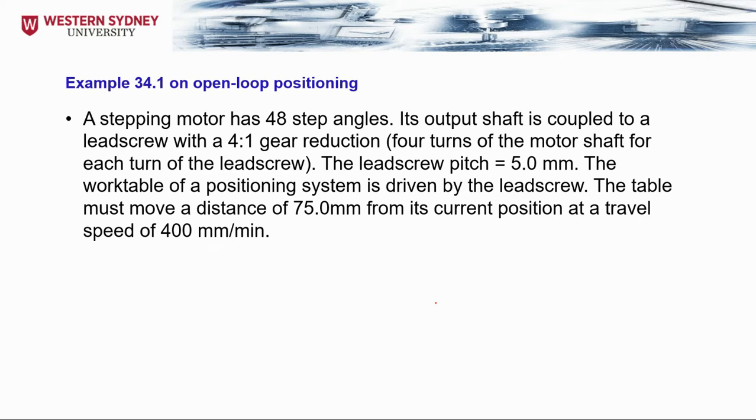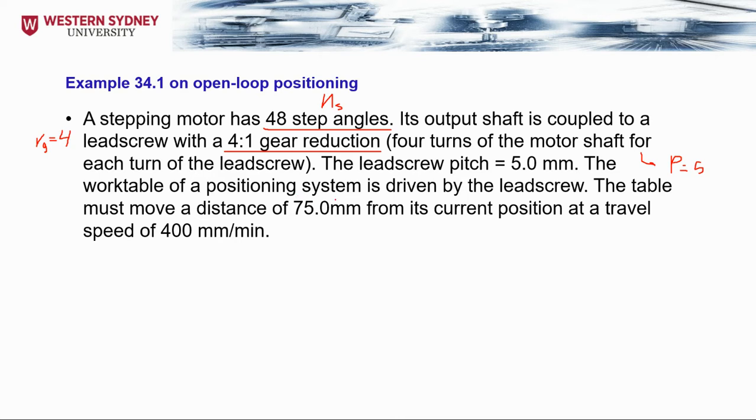Now we go to example 34.1. This is going to be for the open loop. Once again, we have a stepper motor with a 48 step angle, so this will be the ns value. The output of the shaft is coupled to a lead screw with 4 to 1 gear reduction. That means we have 4 turns of the motor shaft for each turn of the lead screw. So Rg is given as 4. The lead screw pitch is 5 millimeters, so p is equal to 5 millimeters per revolution.